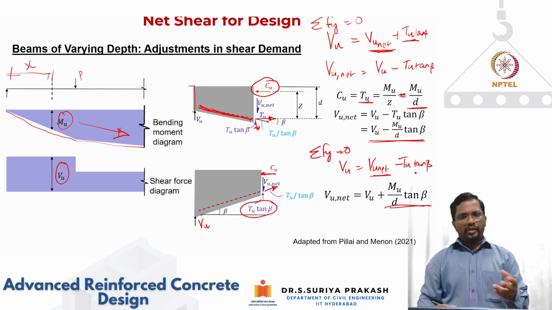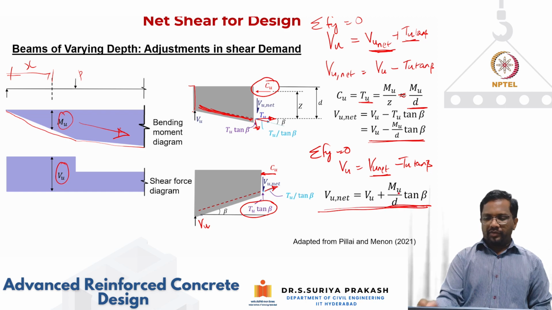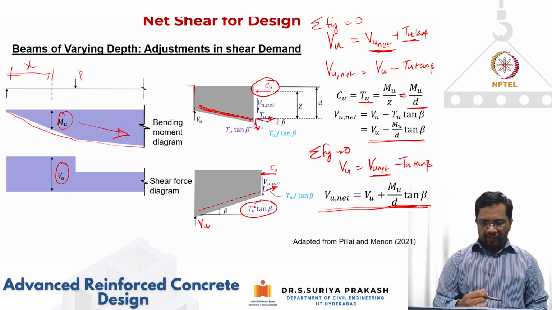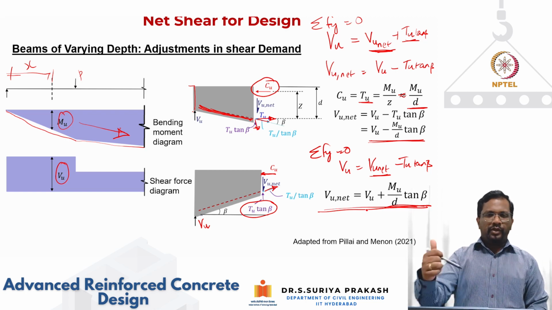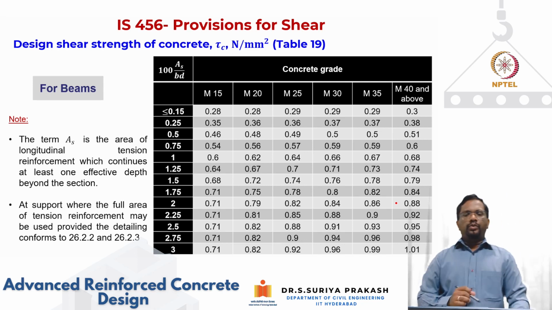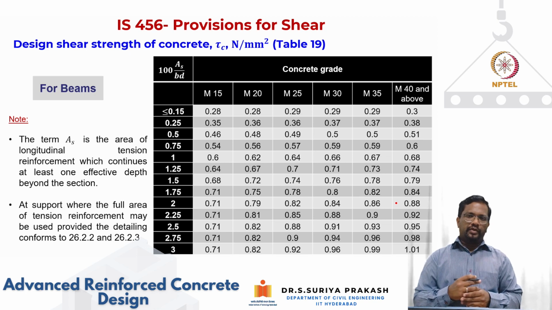Again, Tu can be calculated or approximated as Mu by d. So this scenario again we have to take into consideration when your depth is reducing in the direction in which bending moment is increasing. When you have this kind of scenario, your shear demand has to be increased by a value Mu by d into tan beta. Okay, right.